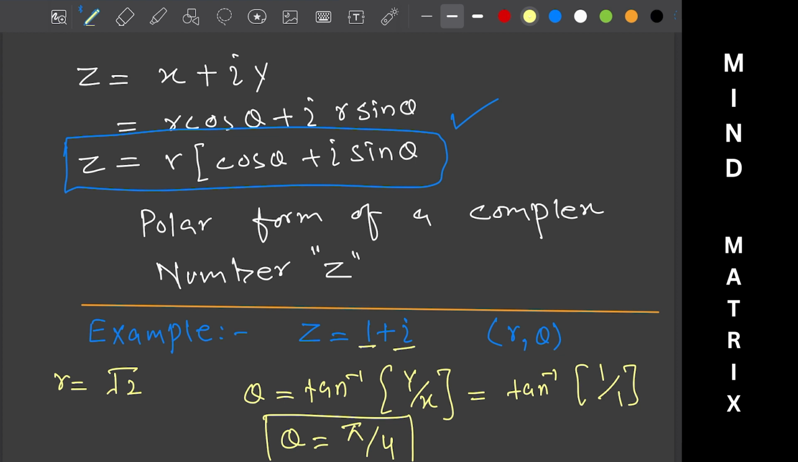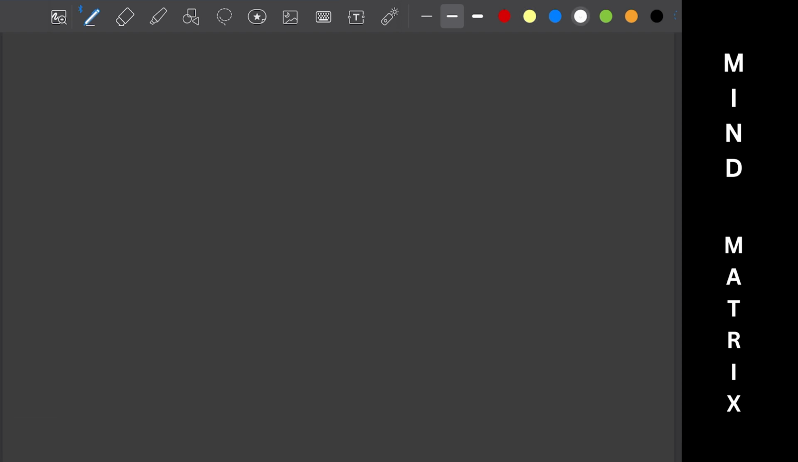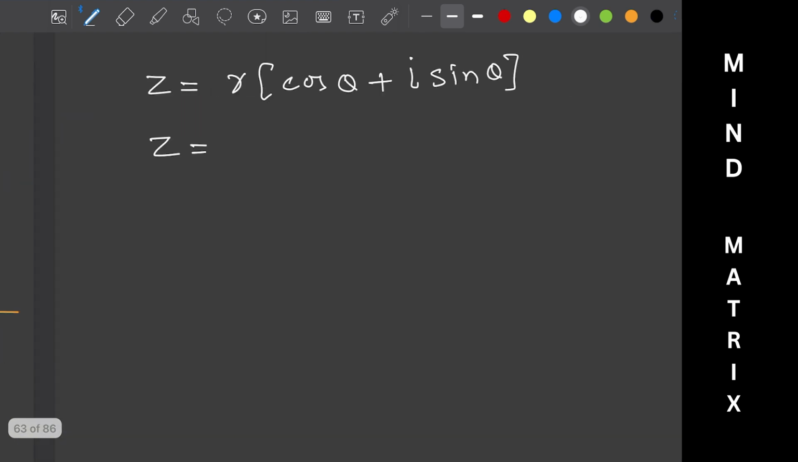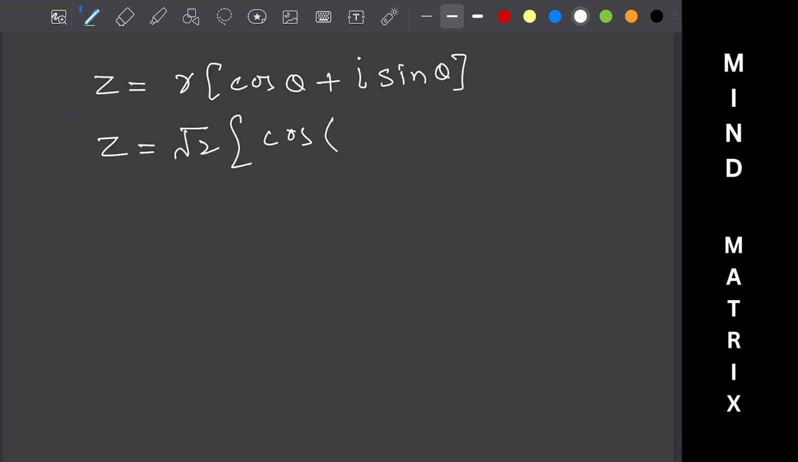Now we have the value of r and the value of theta. Now we are in a position to find the polar coordinates of this complex number. So z equals r times cos theta plus iota sin theta. Z equals, put the value of r, root 2, cos, what's the value of theta? It's pi by 4. Pi by 4 plus iota sin theta, what's the value of theta? It's pi by 4. So that's how we solve it. This is the required solution.